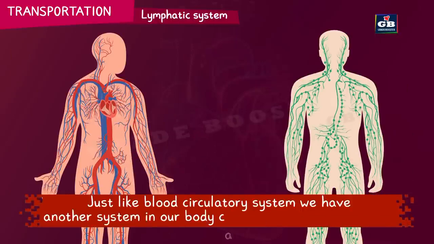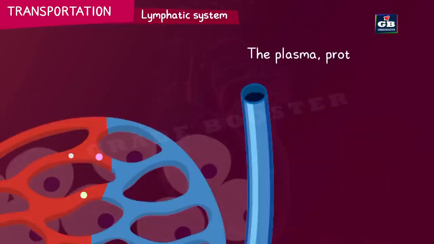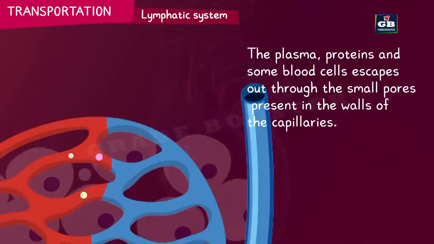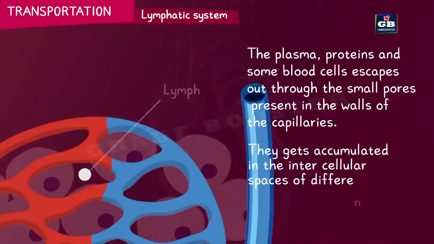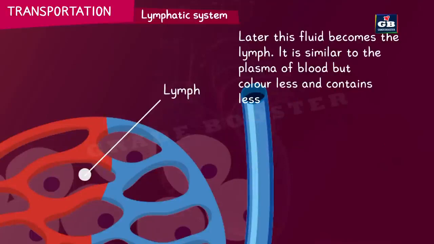Lymphatic system. Just like blood circulatory system, we have another system in our body called as lymphatic system. Lymph flows in this system. Lymph is a colorless fluid. The plasma, proteins and some blood cells escape out through the small pores present in the walls of the capillaries. They get accumulated in the intercellular spaces of different tissues. Later this fluid becomes the lymph. It is similar to the plasma of blood but colorless and contains less protein.